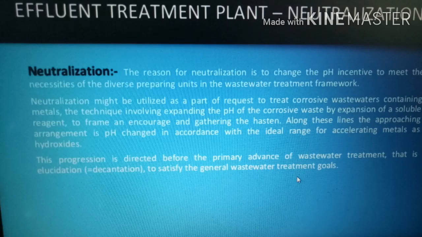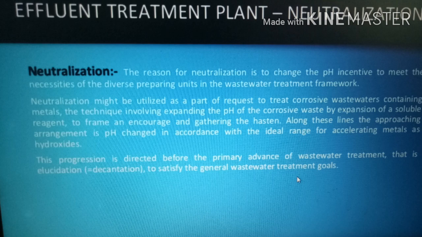So coming to the next topic, neutralization. What is neutralization? The purpose of neutralization is to change the pH value to meet the requirements of different processing units in the wastewater treatment system. Neutralization may be used in order to treat acidic wastewaters containing metals. The technique involves increasing the pH of the acidic waste by the addition of an alkaline reagent to form and precipitate and collect the precipitate.